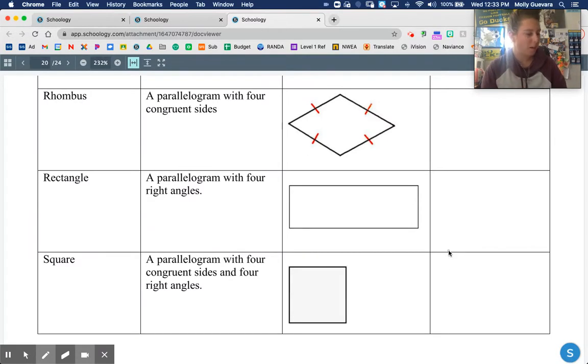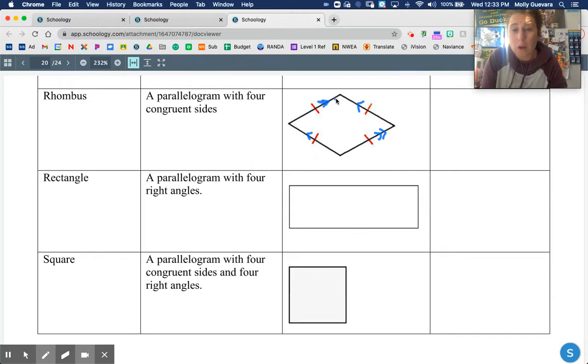All right, so let's look here. We're in the back of our packet under terms, and we found where it says rhombus. Okay, so a rhombus is a parallelogram with 4 congruent sides. So all 4 sides are the same length, and it's a parallelogram. So since it's a parallelogram, a lot of things still apply, meaning opposite sides are still parallel. So these 2 sides are parallel, and these 2 sides are parallel. Okay, so that still applies.